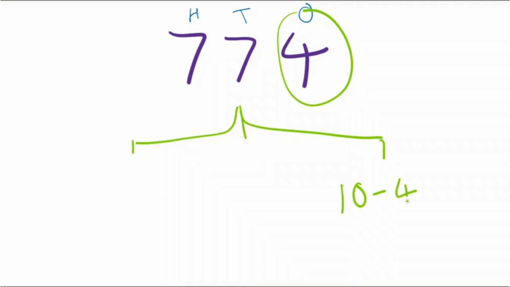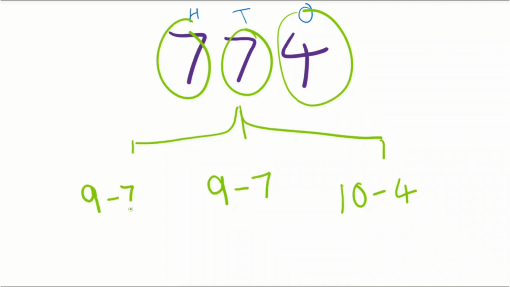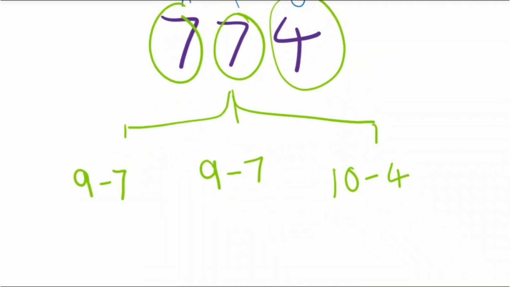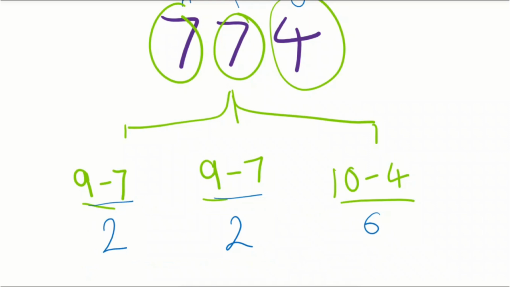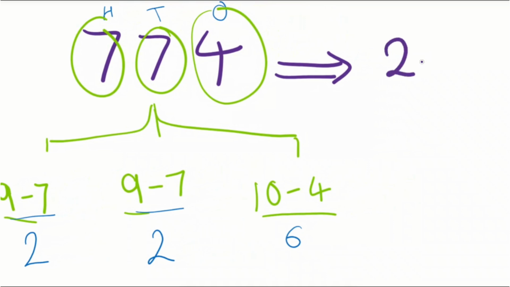So 10 minus 4. And the rest of the digits, 7 and 7, will be subtracted from 9. So 9 minus 7, 9 minus 7. Finding the values of each of these expressions, 9 minus 7 is 2, 2 again in this case, and 6. To find the final Nikhilam, we simply put these digits together. So we get the Nikhilam of 774 as 226.